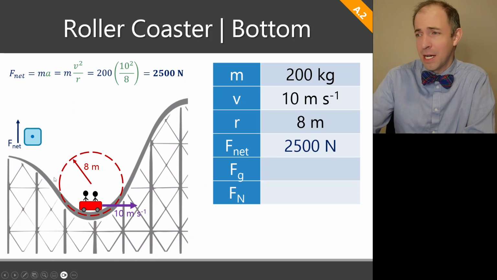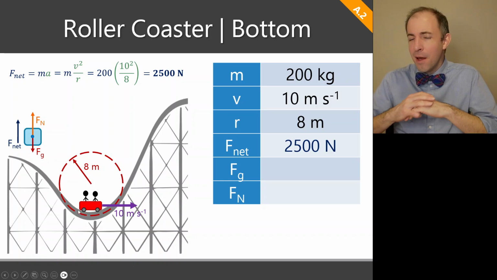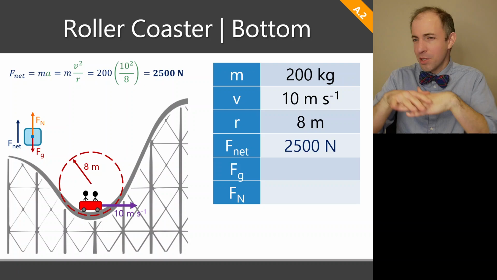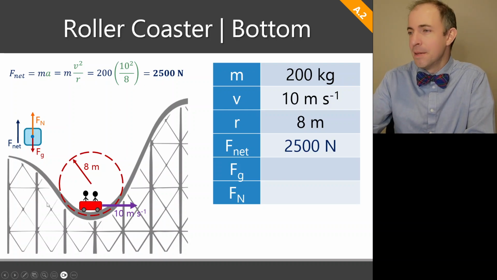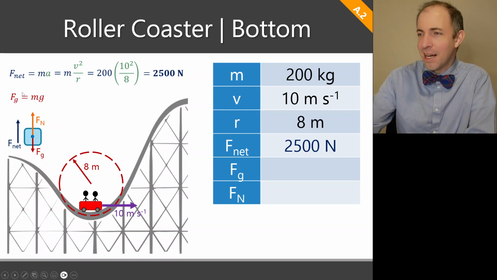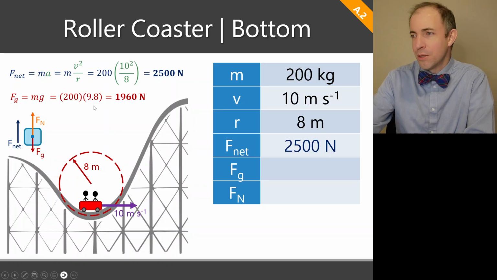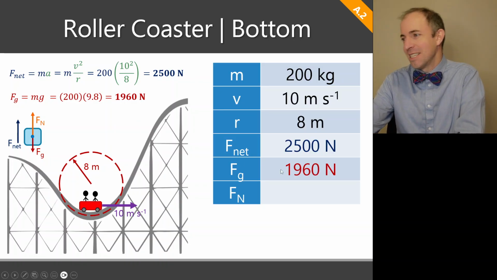Well, it's a combination of a couple of forces. There is a force of gravity, and there's a normal force. This normal force is the surface pushing on the car. Since the surface is below the car, it pushes the car up. I can calculate some of this. I can calculate the force of gravity: 200 times 9.8 is 1960.